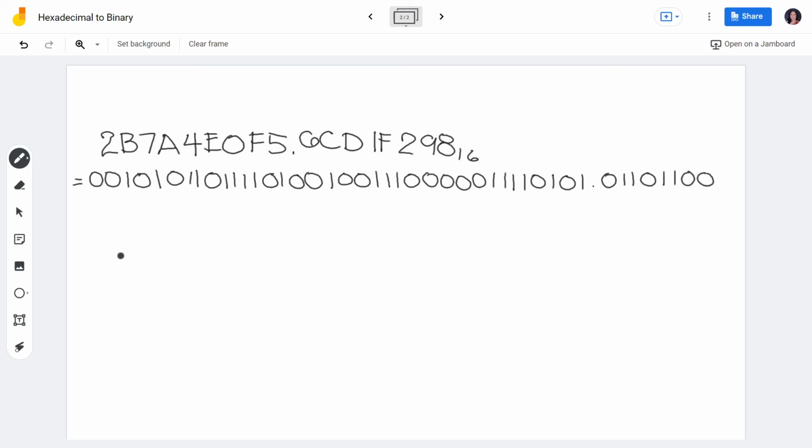So let's continue here. D is 1, 1, 0, 1. And then 1 is 0, 0, 0, 1. F is 1, 1, 1, 1. 2 is 0, 0, 1, 0. And then 9 is 1, 0, 0, 1, and then 8 is 1, 0, 0, 0.